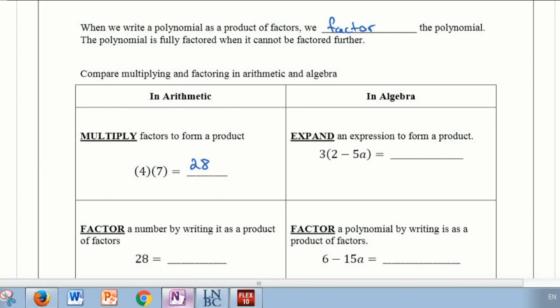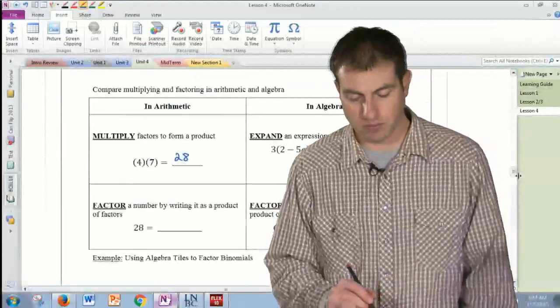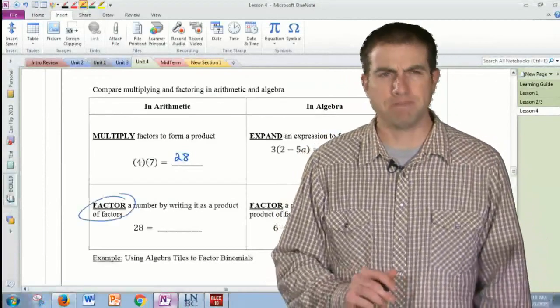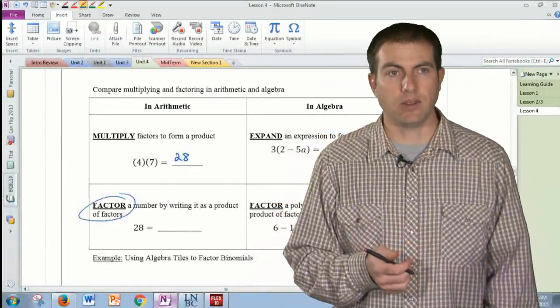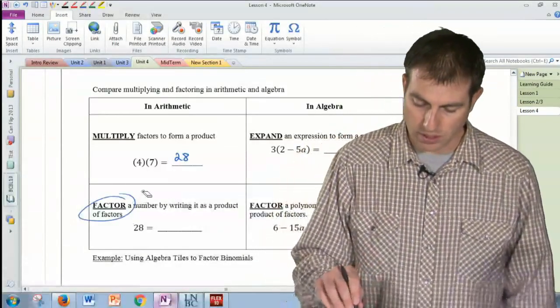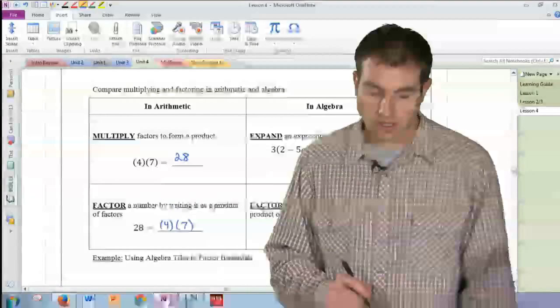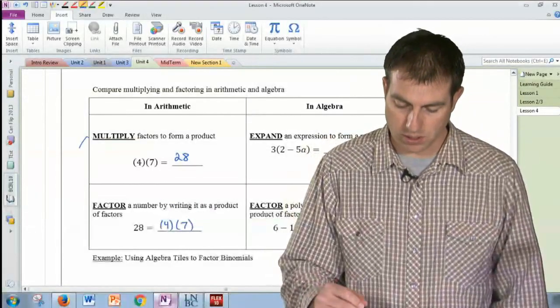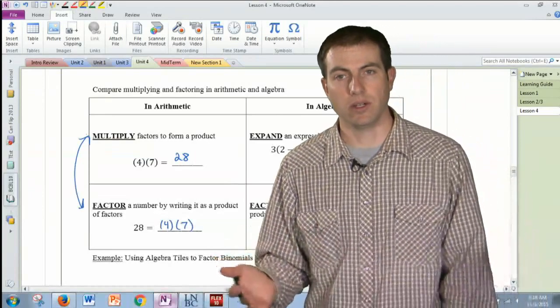And then if we were to ask to do the exact same thing, except factoring it, we'd say, what numbers multiply together to give us 28? There's lots of different ways you could write it, but essentially I'm just going to write 4 times 7, because 4 and 7 together give me 28. And multiplication and factoring are just simply opposites of one another.